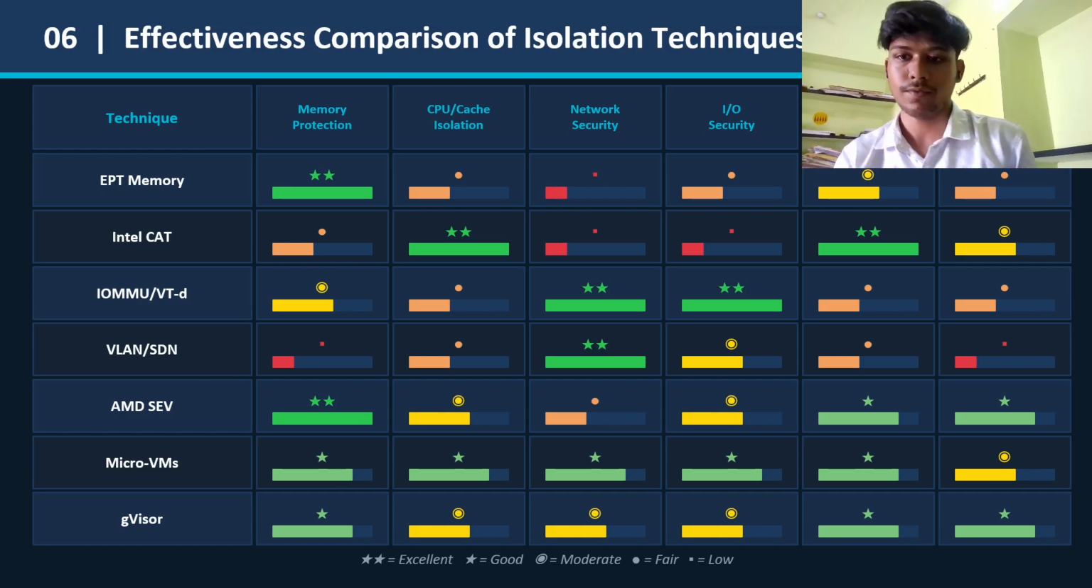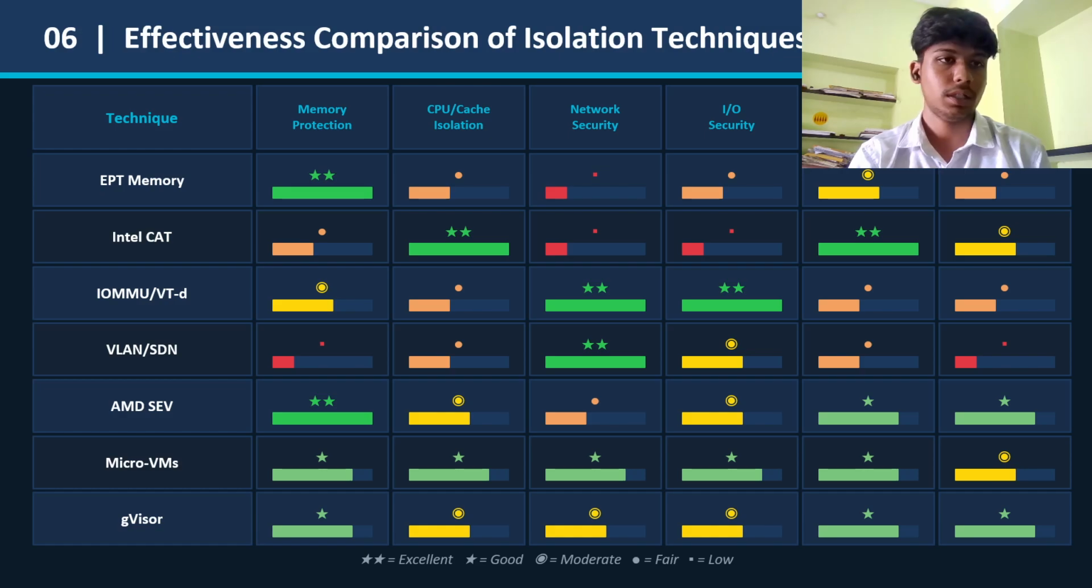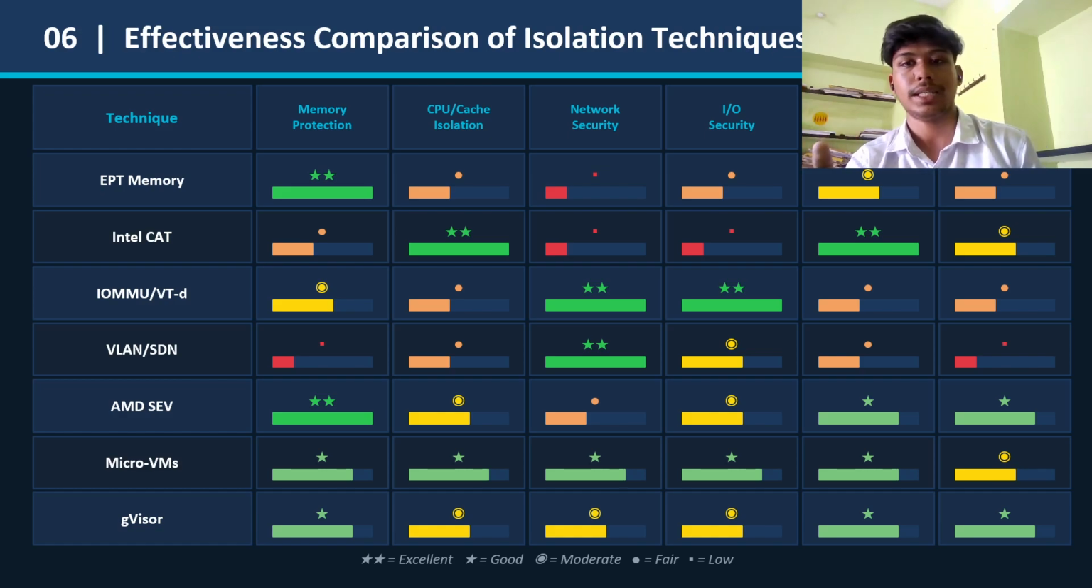The most important lesson from this comparison is that no single technique is sufficient. You need multiple layers working together. That's the principle of defense in depth. Each layer covers the weaknesses of the others. So the next slide is the security best practices and case studies.